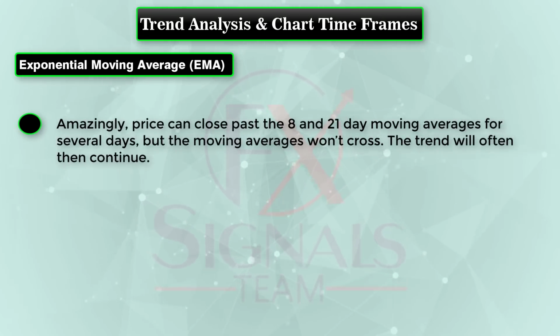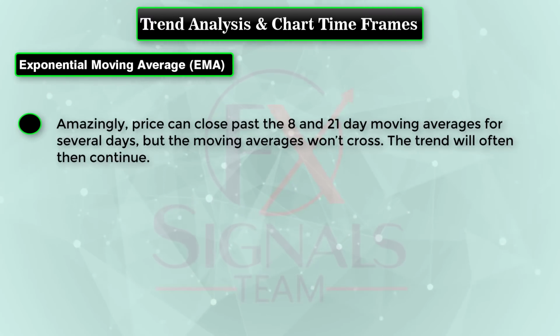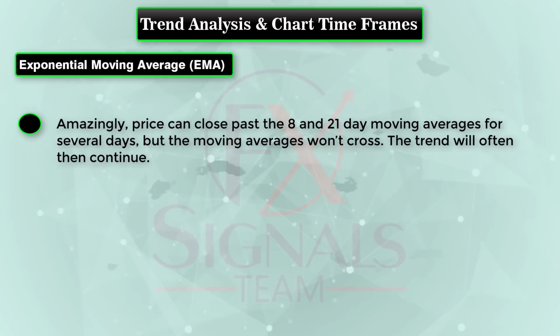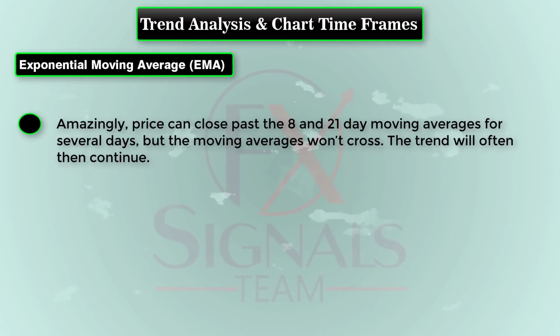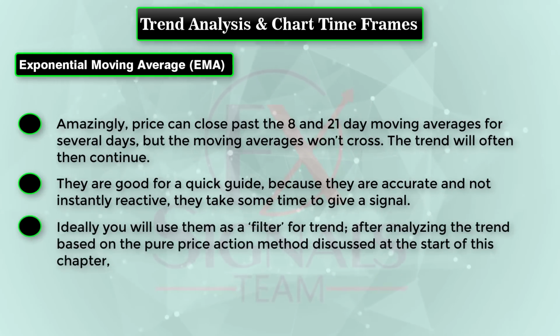Amazingly, price can close past the 8 and 21-day moving averages for several days, but the moving averages won't cross. The trend will often then continue. They are good for a quick guide, because they are accurate and not instantly reactive. They take some time to give a signal. Ideally, you will use them as a filter for trend.